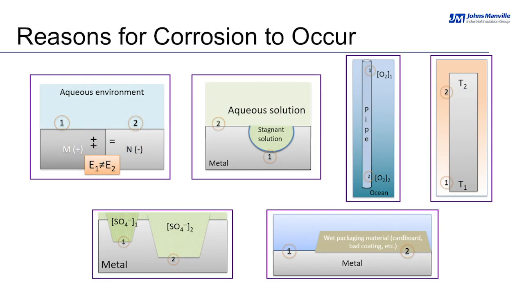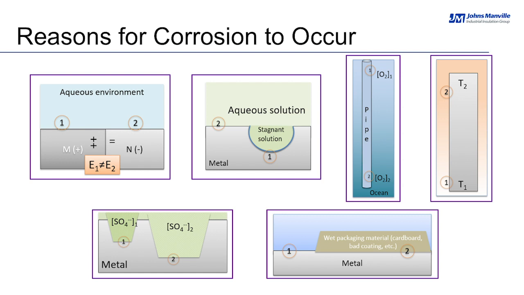So let's evaluate some of the reasons for corrosion to occur. Let me explain the images on the top row first, starting from the left. Assuming this is an aqueous environment, if you have a metal joined to another metal, the potentials on the surfaces of these two metals will be different, even though the aqueous environment is the same. This potential difference will start corrosion. In the second image, we have a similar aqueous environment, but we have a stagnant solution due to perhaps a small defect on the metal surface. The potential difference between locations 1 and 2 there can also start corrosion.